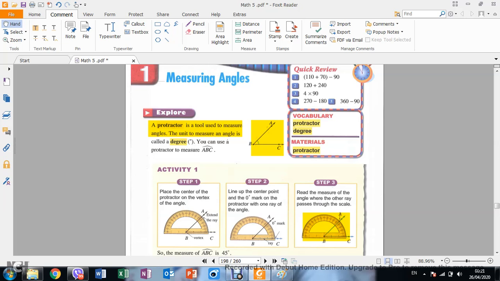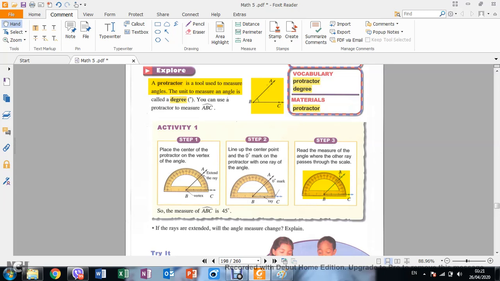For example, the first step, we have this activity. You need to place the center of the protractor on the vertex of the angle. Look, at the center we have a point. You need to put this point down on the vertex of the angle. This is the vertex of the angle, so you need to put the middle point, or the center point, of the protractor on the vertex.